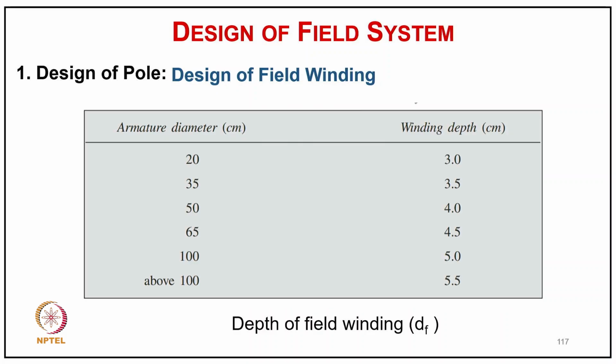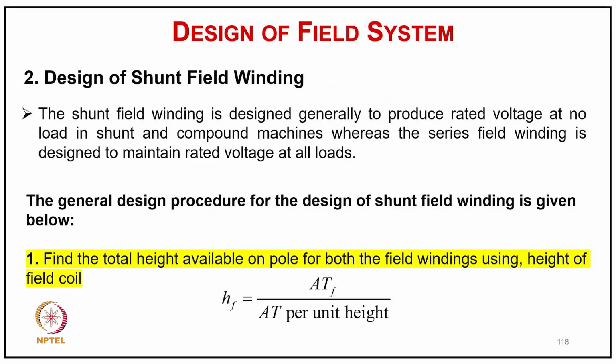So now coming to typical field winding widths for the different diameters of armature. If you have a 20 centimeter diameter of armature, then normally the winding depth is taken as 3 centimeter. If it is a 100 centimeter armature diameter, then it is normally 5.5 centimeter. That's the depth of the field winding.